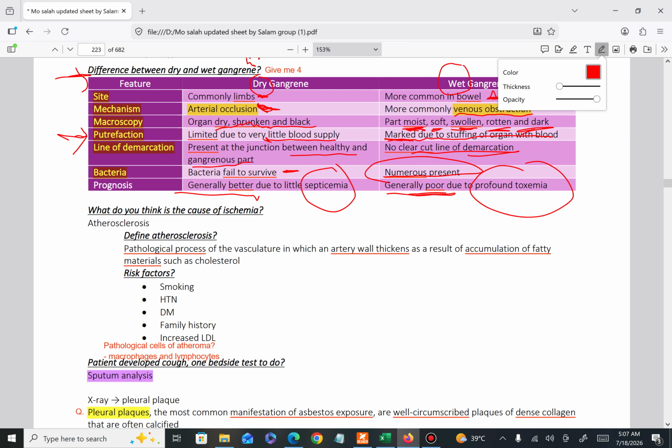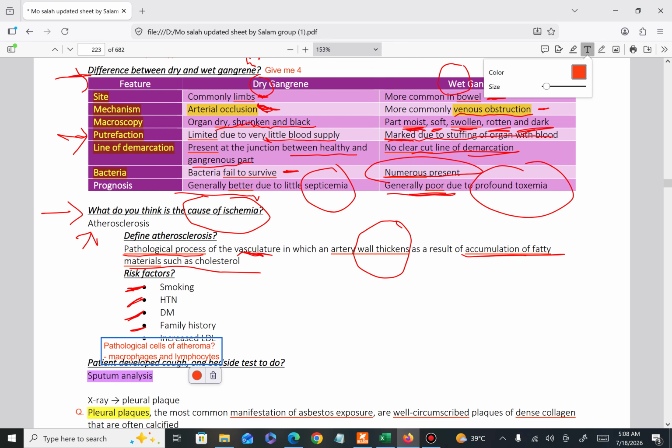So in the necrosis or in the gangrene, what is the cause of ischemia? The cause of ischemia is atherosclerosis. Now what is atherosclerosis? It is a pathological process of the vasculature in which an artery wall thickens as a result of accumulation of fatty material such as cholesterol. Risk factors of atherosclerosis include smoking, hypertension, diabetes, family history, increased LDL.